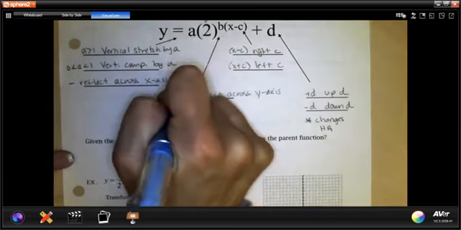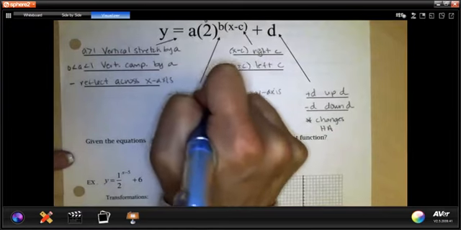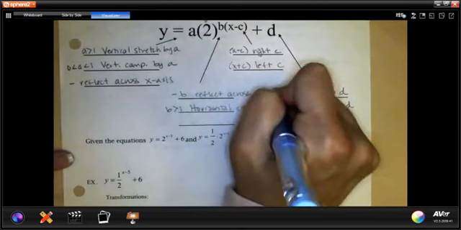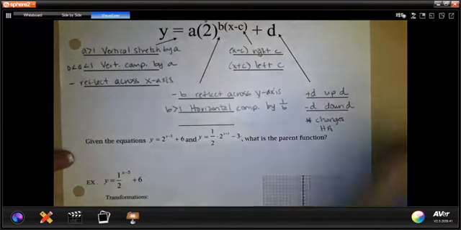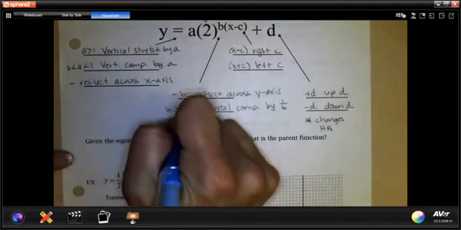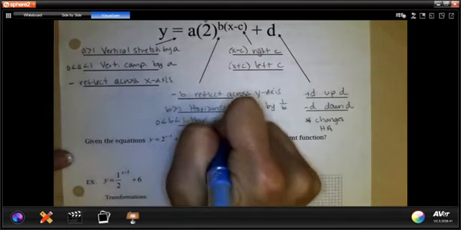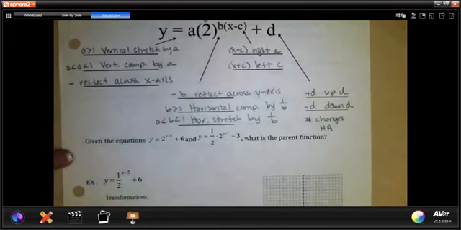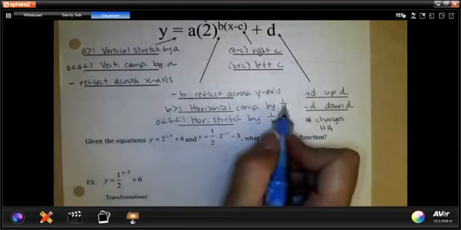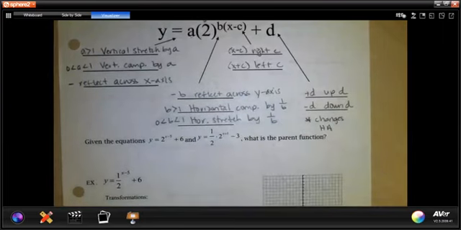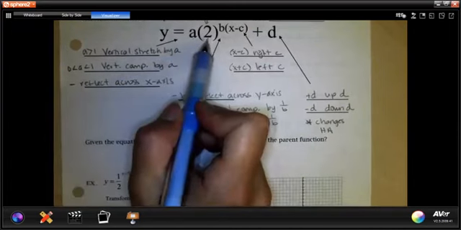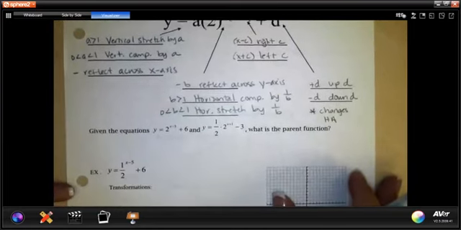If that B is greater than 1, it is a horizontal compression by 1 over B. And if it is between 0 and 1, it is a horizontal stretch by 1 over B. So that's kind of the opposite of the vertical here, because the scale factor is flipped. All right, so since there can be different parent functions depending on what this number is, that's the first thing you're going to want to do when you graph these.